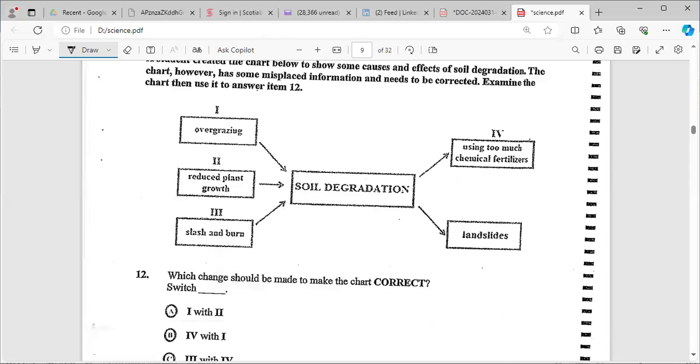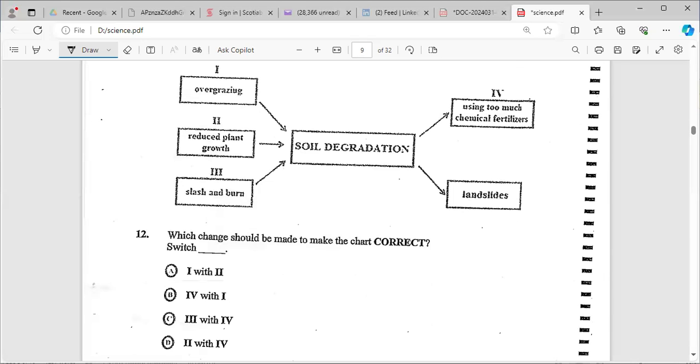And let's say 1 to 2, 4 to that. All right. Let's see the rest. Reduce plant growth. I think this should switch with this. So I'm gonna go with D.